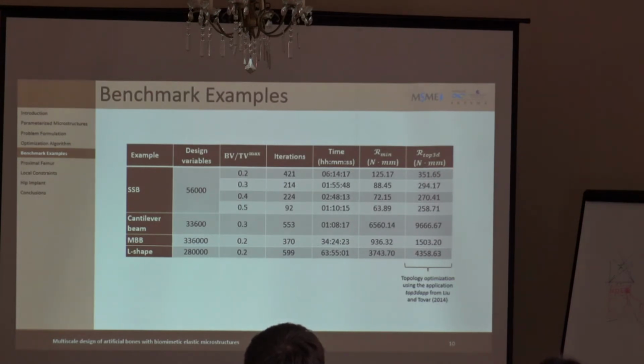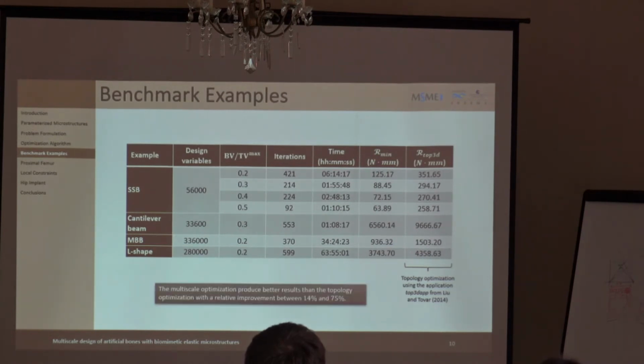We found that the solutions that we obtain are coherent with the ones obtained with the topology optimization, and the results regarding the objective function are actually better than the topology optimization. That is expected because we are using an anisotropic method here, and the topology optimization uses only an isotropic material. And the improvement goes around 40% to 75%.